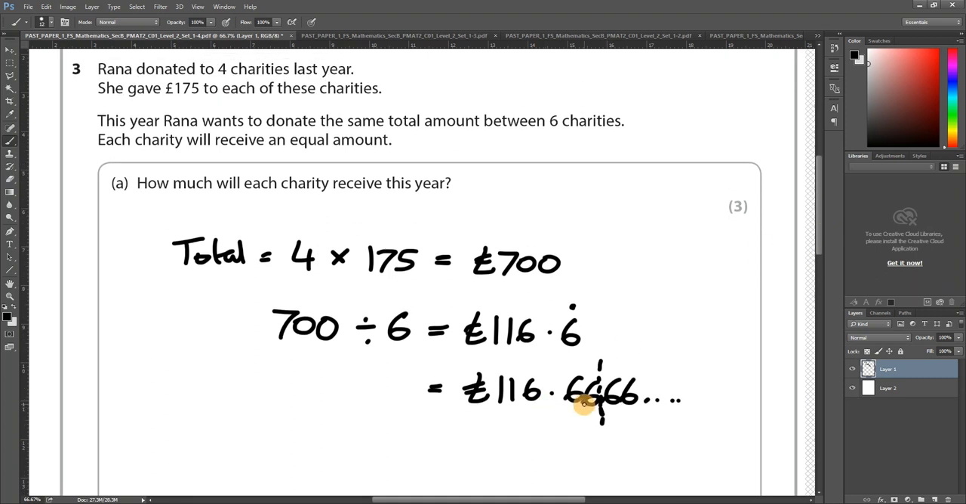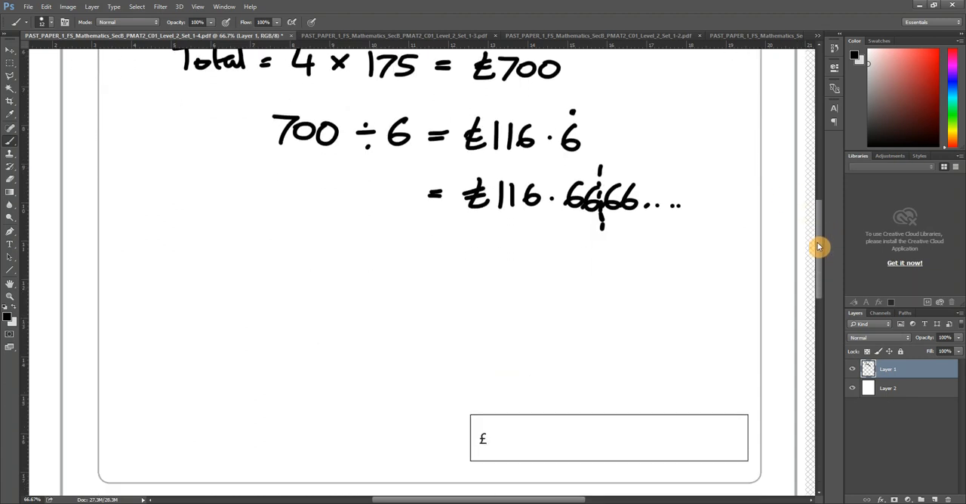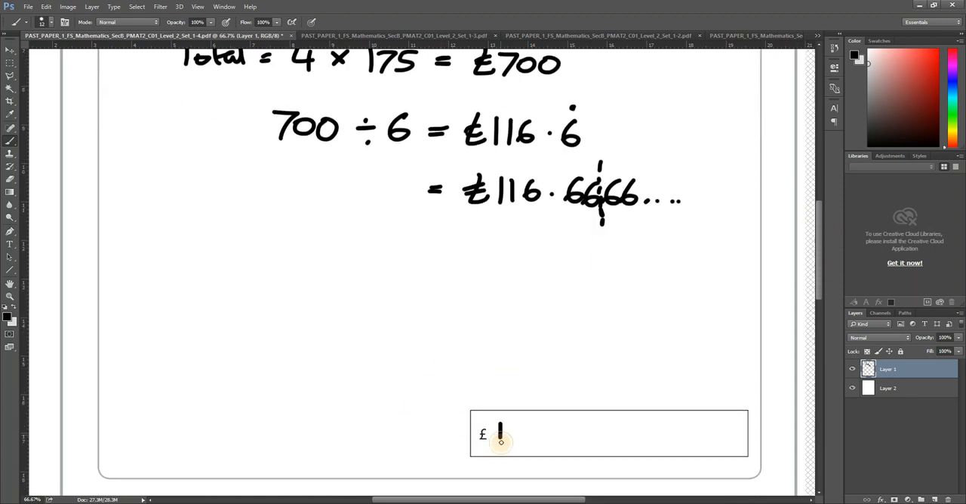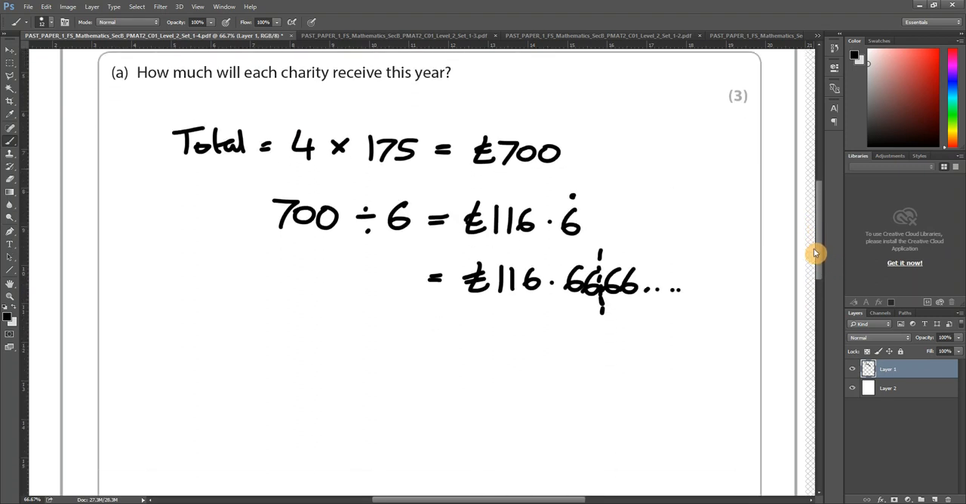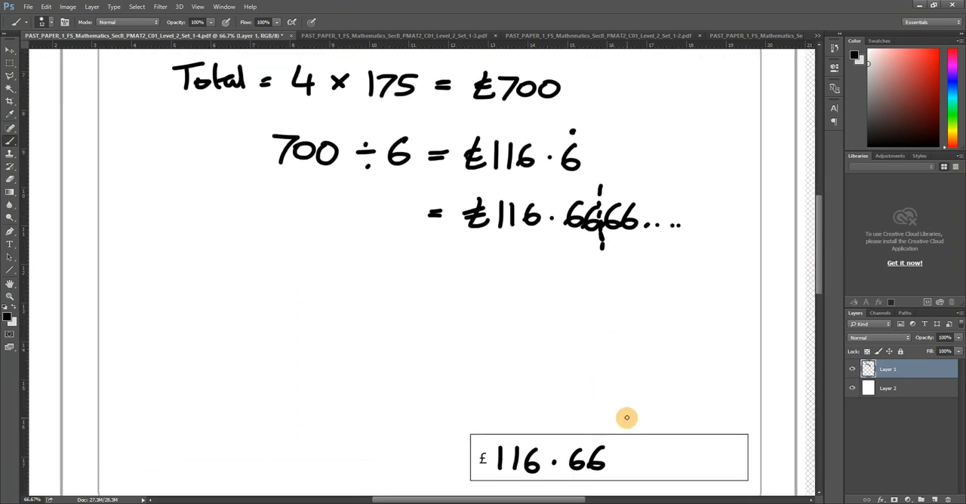If each charity had 67 pence, £116.67, that's going to go over the £700. So I would round this one down to £116.66 each. Yep, and that will get you 3 marks for part A. Again, just out of interest, if you did put £116.67, it's not wrong. I've checked the mark scheme, so they would accept £116.67 as well.